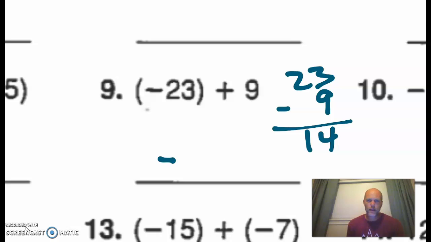How are we going to take addition and turn it into subtraction? Whenever you say how many more do you have, it means to subtract. So if I have 23 negatives and 9 positives, it's how many more. Always think about that. How many more do I have?